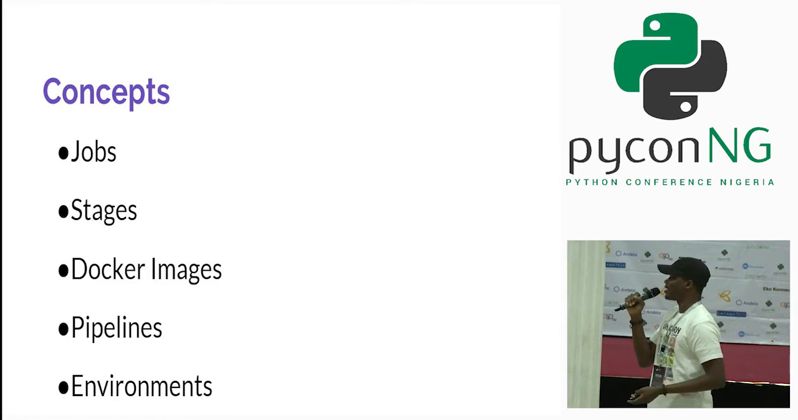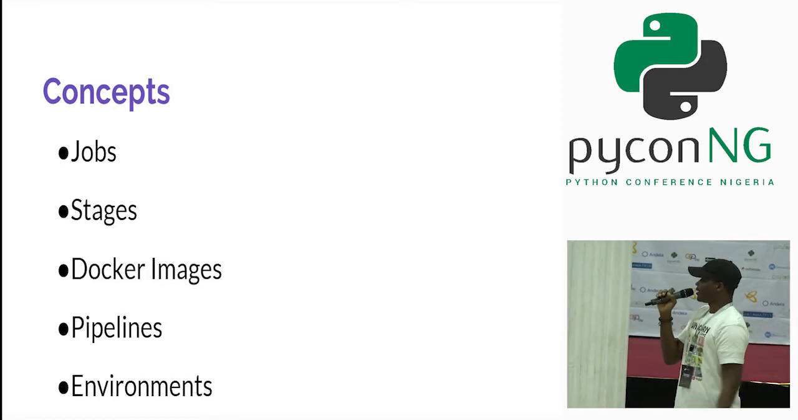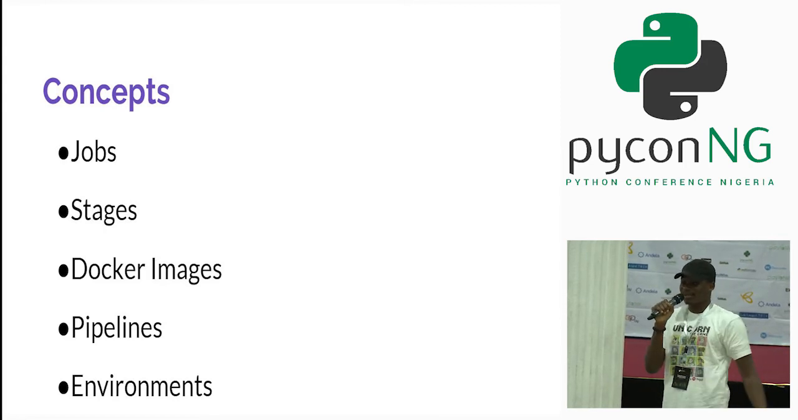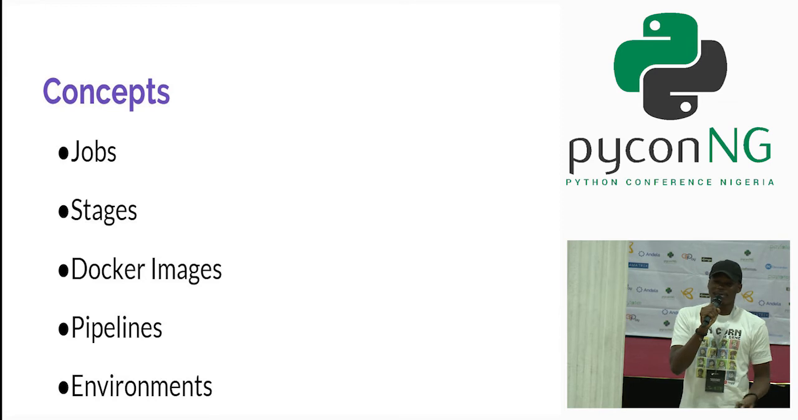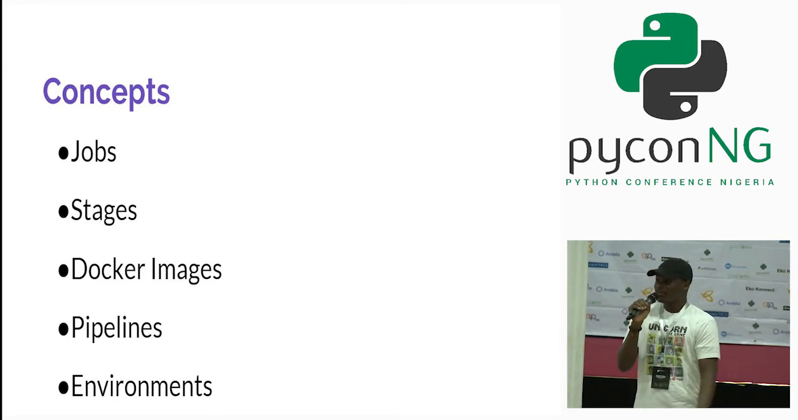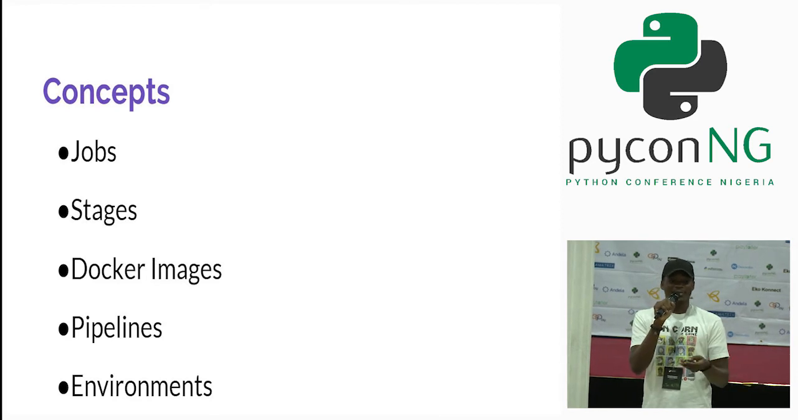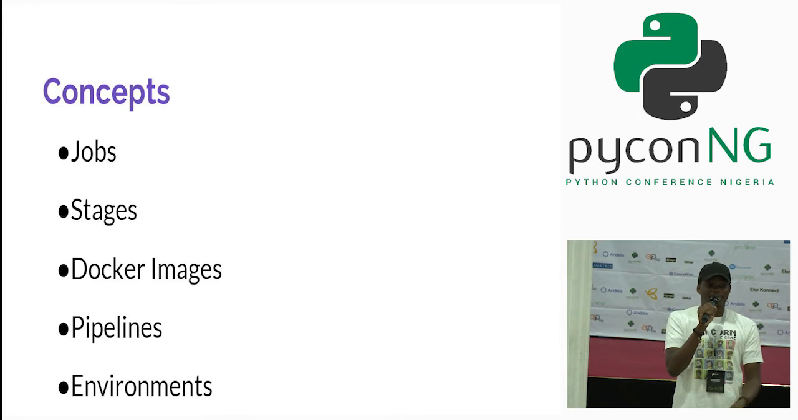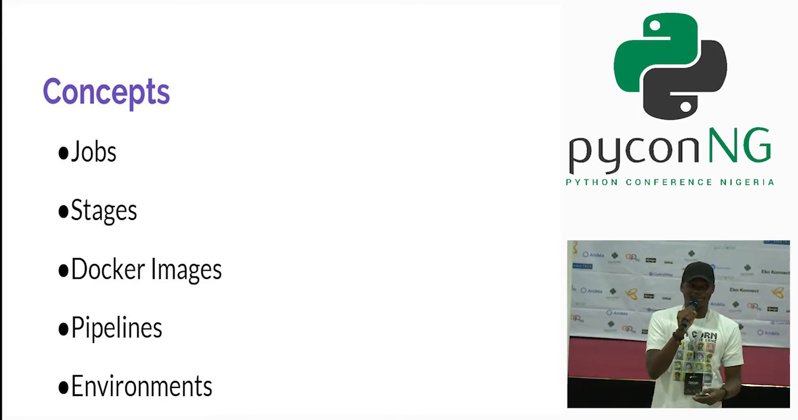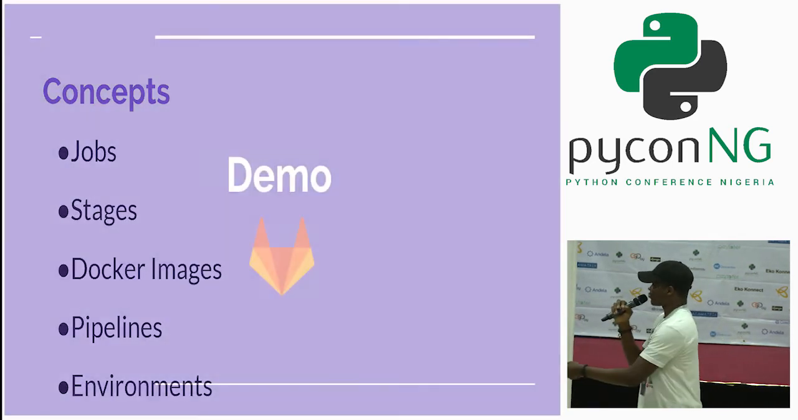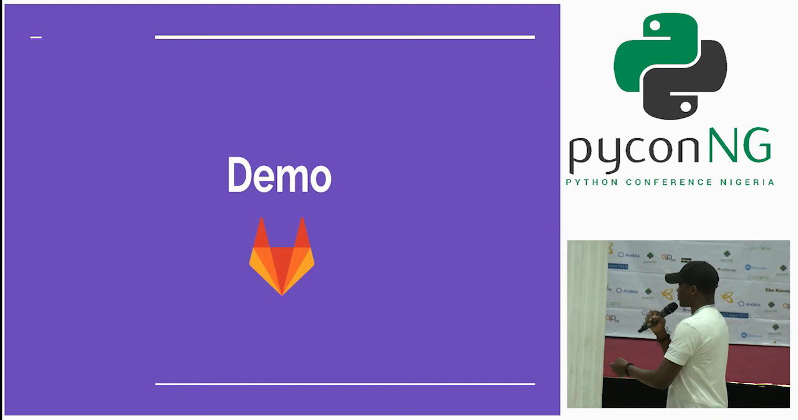Then pipelines. A pipeline is generally the whole flow of the process. So during your CI process, while the pipeline is flowing, if anything happens along the line that breaks the build, the pipeline will automatically stall at that point and you have to fix it before the process can continue. Oh, okay. They just signaled me that I have 10 minutes more, so let me jump to my demo.